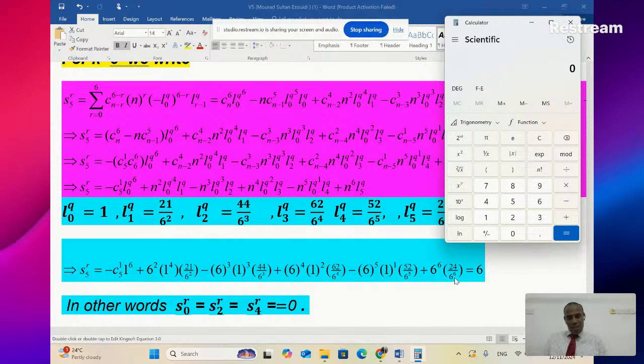You can see that this one is 1, this one is 1, this one is 1, this one is equal to 1, and this one is equal to 1. Why? Simply because 6 squared divided by 6 squared is 1. 6 cubed divided by 6 cubed is 1. 6 raised to the power 4 divided by 6 raised to the power 4 is 1. 6 raised to the power 5 divided by 6 raised to the power 5 also is 1. And 6 raised to the power 6 divided by itself is 1.